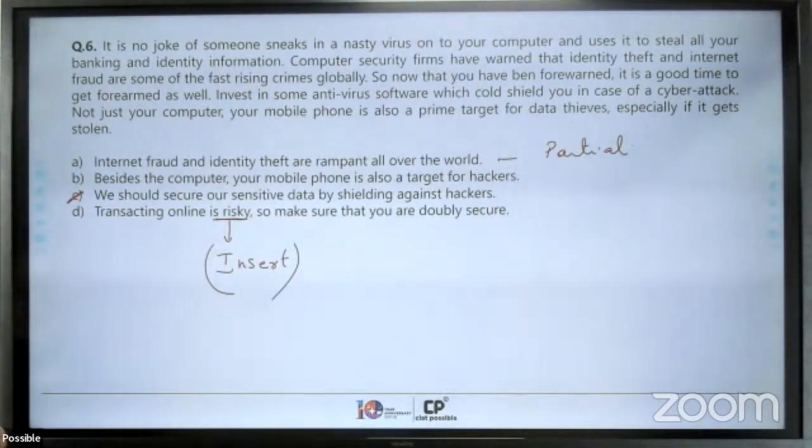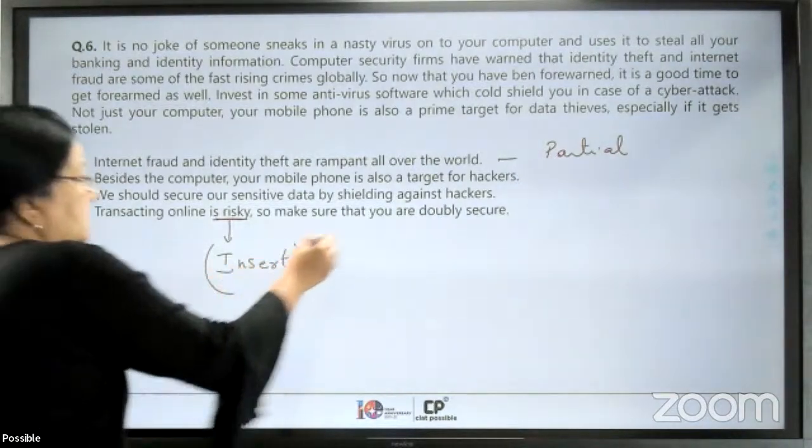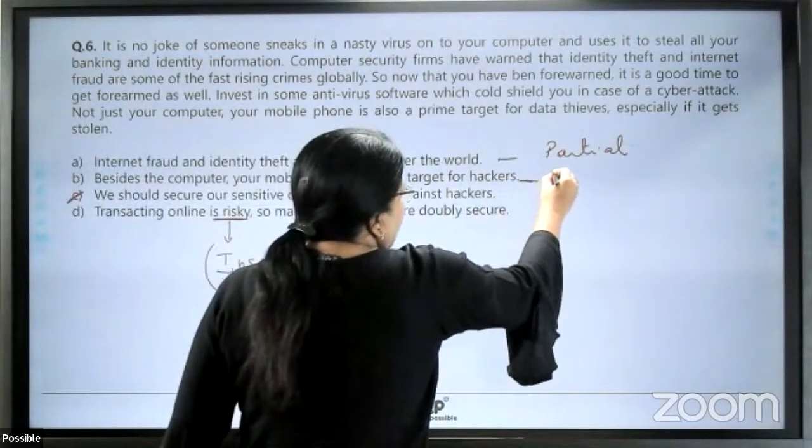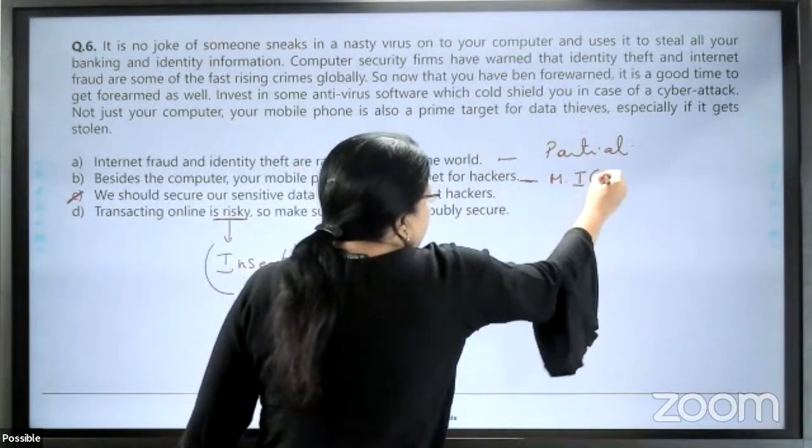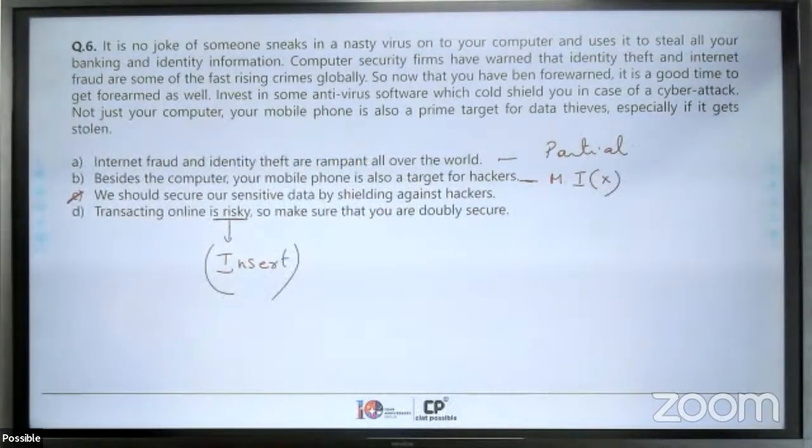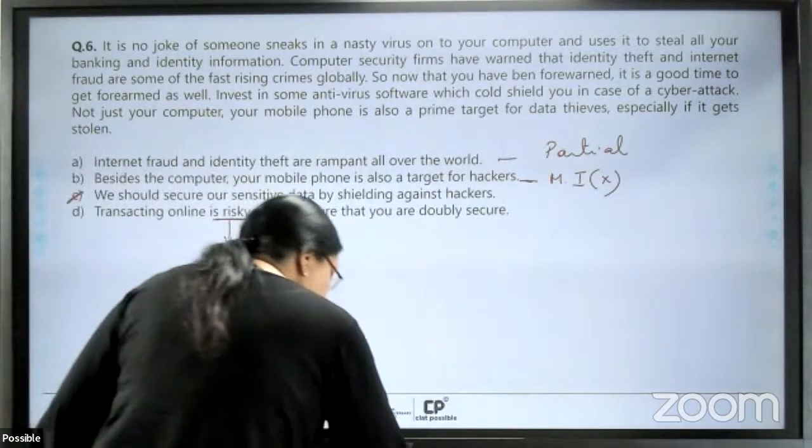अब answer, besides the computer, your mobile phone is also the target for hackers, and that's not the main idea. This is again the subordinate. This is not the main idea. No main idea. So answer becomes C. Next question.